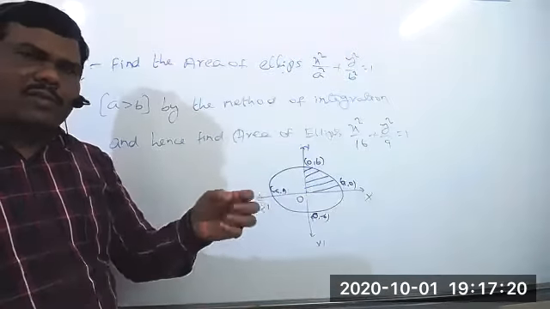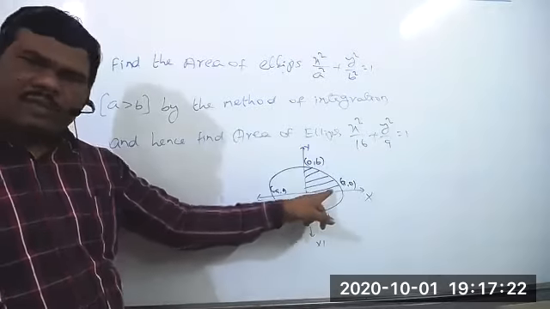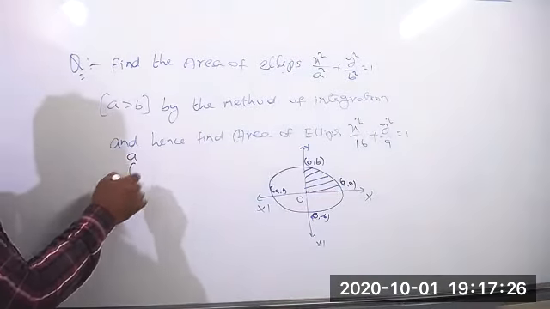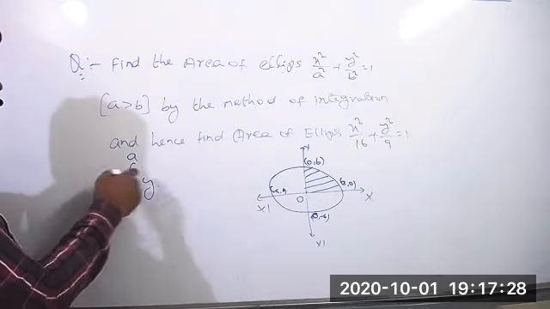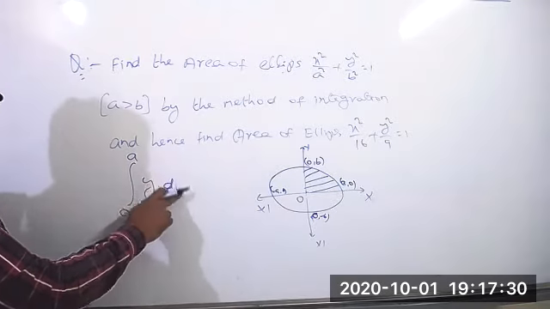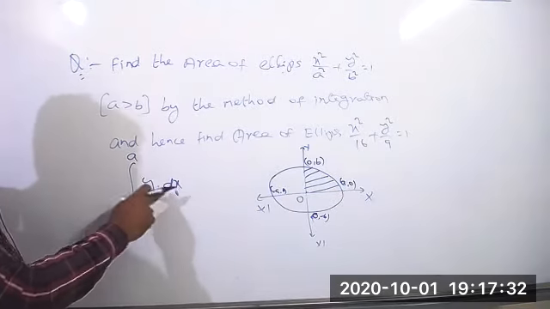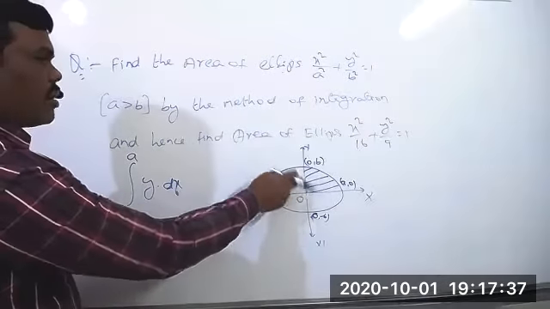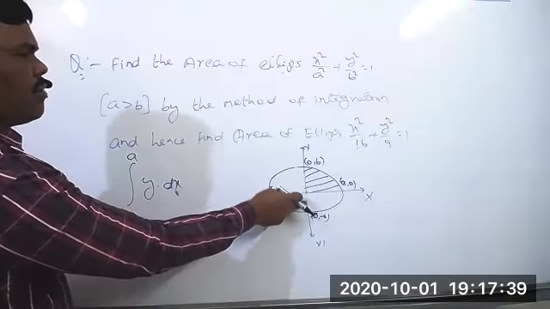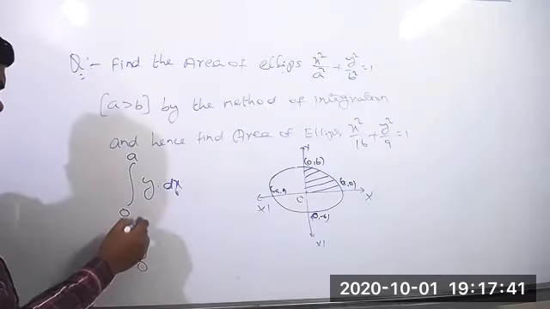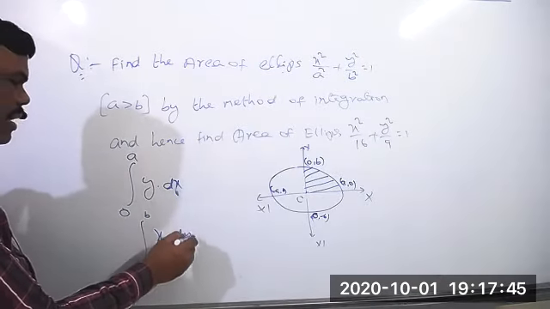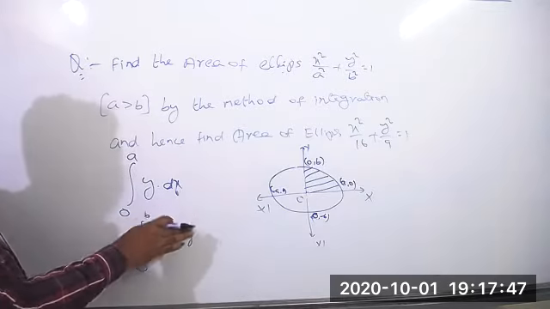Suppose we are taking the limits on the x-axis, that means the integration will be from 0 to a of y into dx. Remember this one, y into dx, I mean the function will be y. If the limits are taken on the y-axis, then the limits will be 0 to b, and the function will be x into dy. You can all remember these two changes.